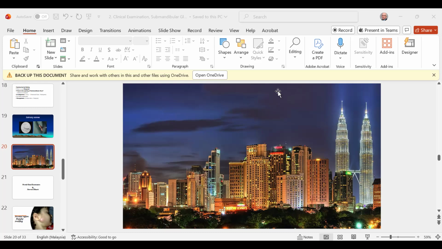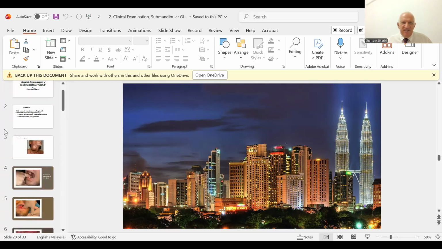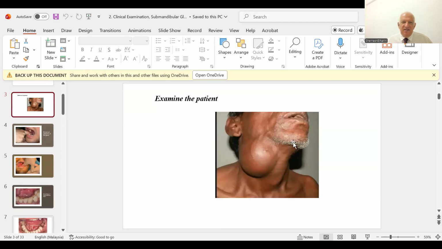You got the point, Dr. Asma? Yes. Okay. Thank you. So just again, we need to know the submandibular is a very, very, very common clinical case. And again, you go by inspection and say nothing.